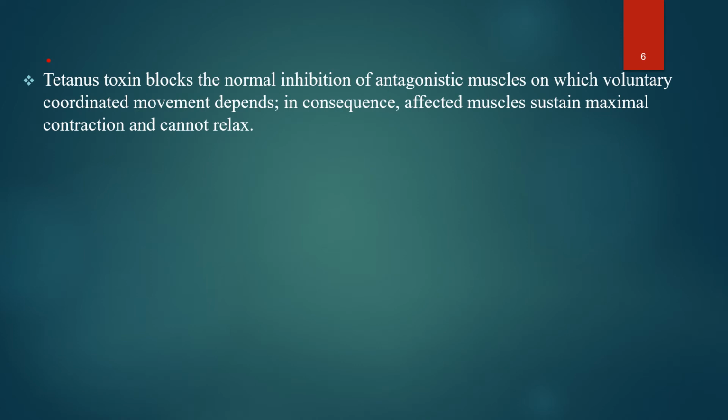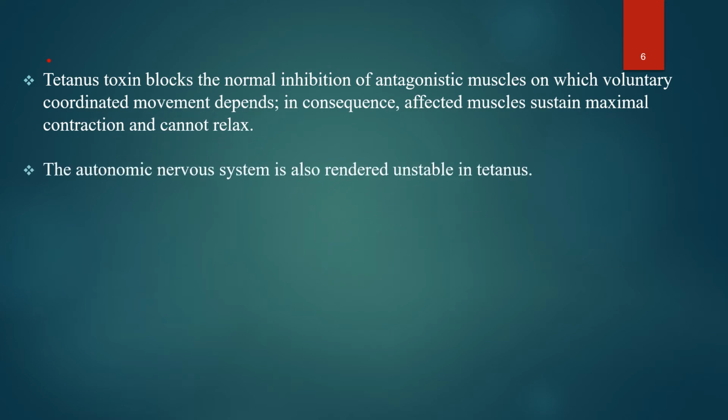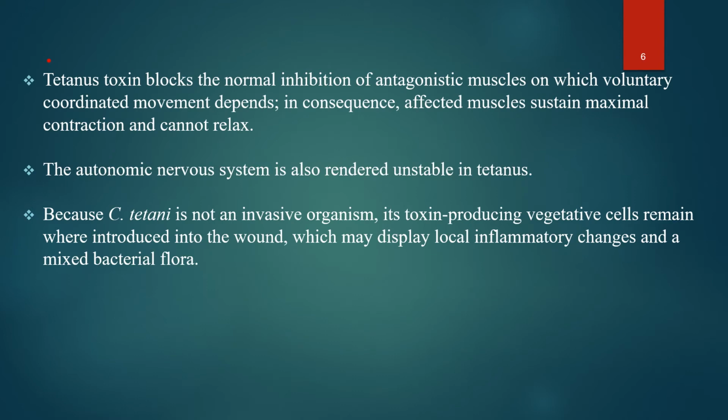Tetanus toxin blocks the normal inhibition of antagonistic muscles on which voluntary coordinated movement depends. In consequence, the affected muscles sustain maximal contraction and cannot relax. The autonomic nervous system also becomes unstable in tetanus. Because Clostridium tetani is not an invasive organism, its toxin-producing vegetative cells remain where they were introduced into the wound, which might display local inflammatory changes and mixed bacterial flora.